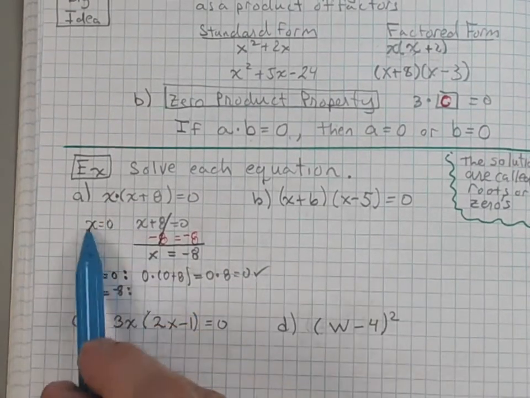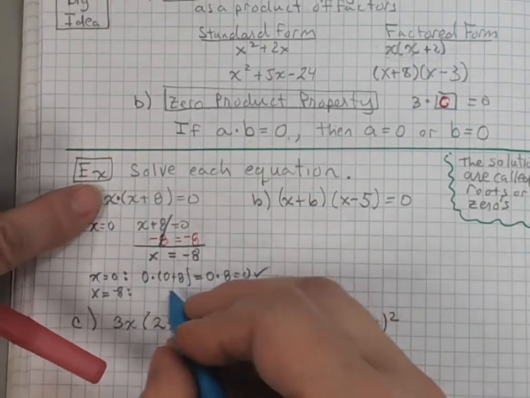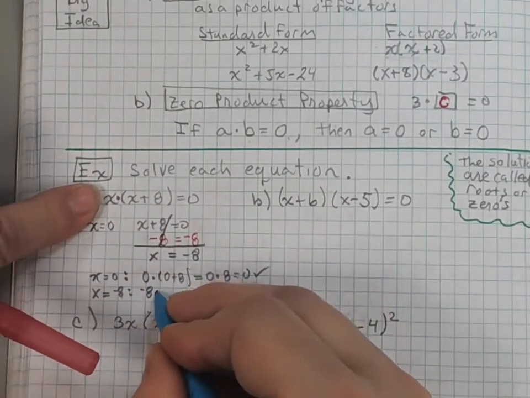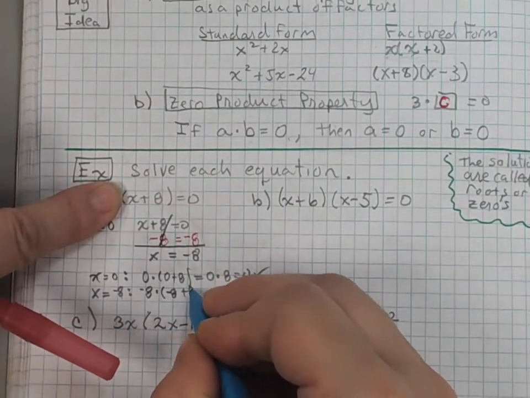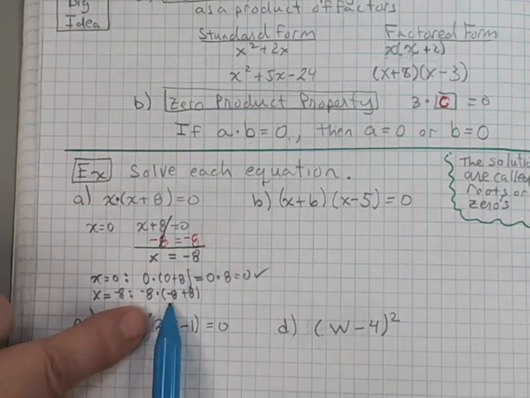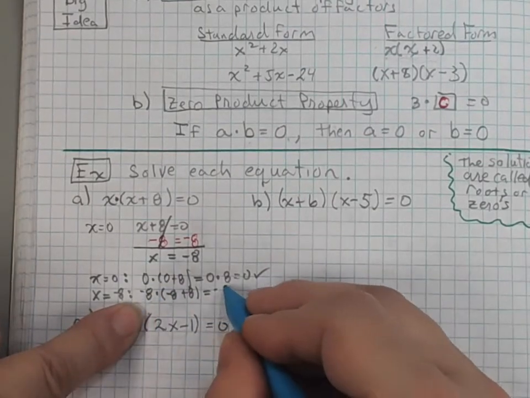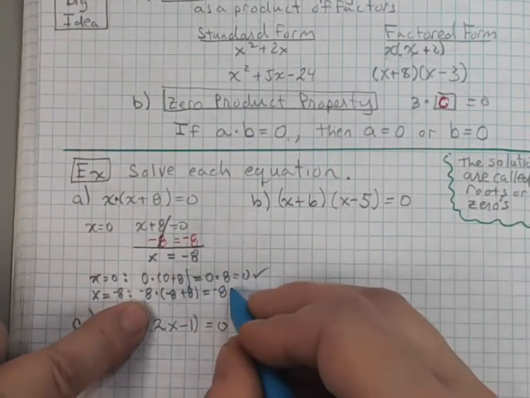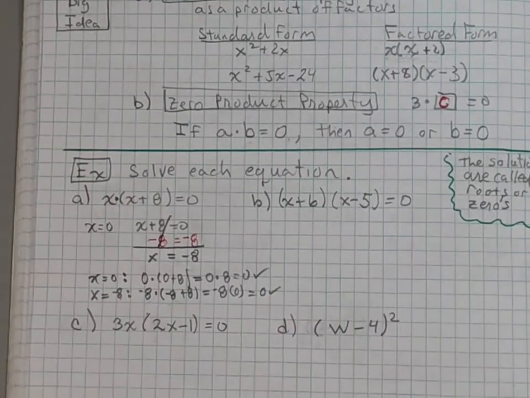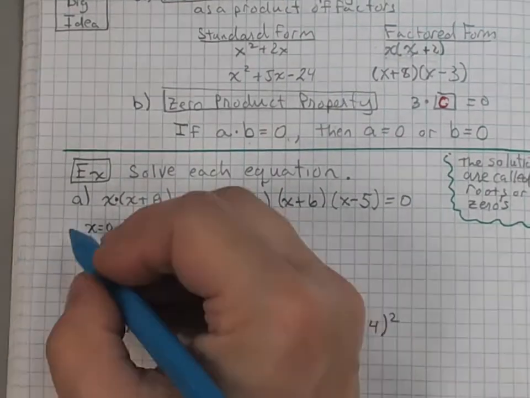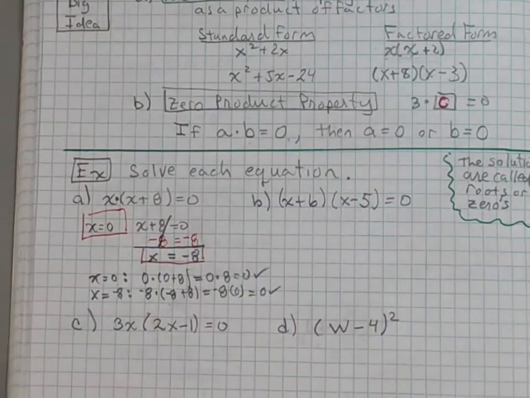All right, so negative 8 goes in. You don't plug them both in at the same time. It's one at a time. So negative 8 goes in. So negative 8 times negative 8 plus 8. Wherever the x was, I plugged in negative 8. Now let me calculate that. All right, the first part is negative 8. This quantity is 0. And negative 8 times 0 is 0. Check. All right, so my two solutions are x equals 0 or x is equal to negative 8.